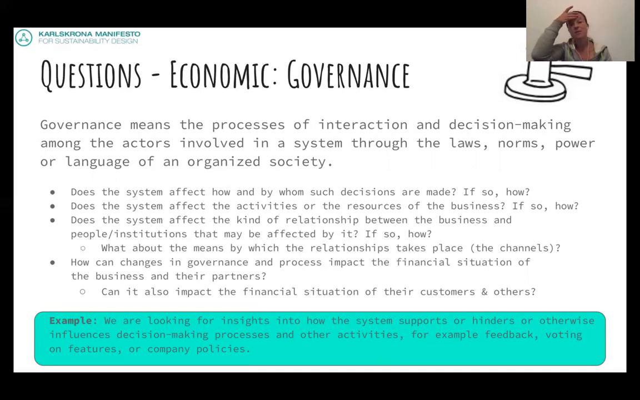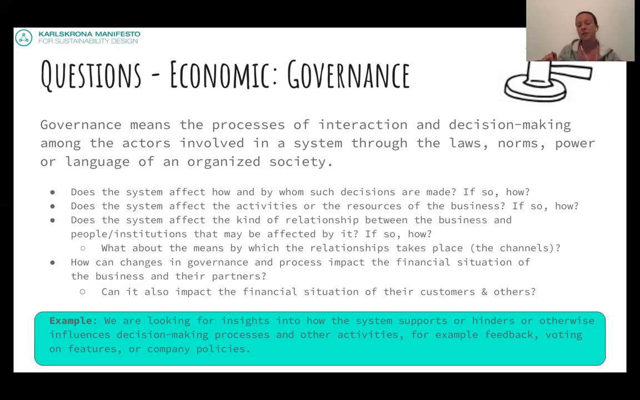That means the processes of interaction and decision-making among the actors involved in the system through the laws, norms, power, or language of an organized society. How does the system affect how and by whom decisions are made? How does the system affect the activities or resources of the business? How does it affect the kind of relationship between the business and institutions that may be affected by it? What about the means by which the relationships take place? So the channels, how do those people communicate with each other?